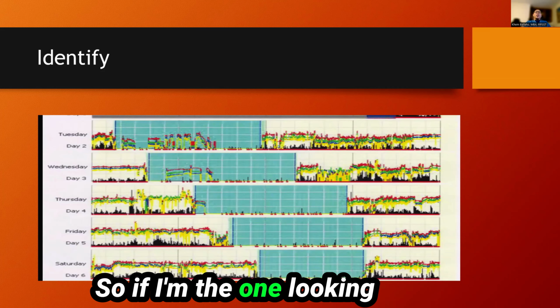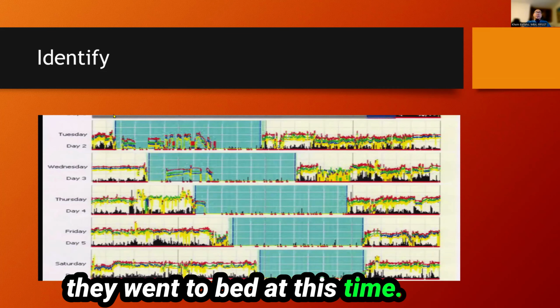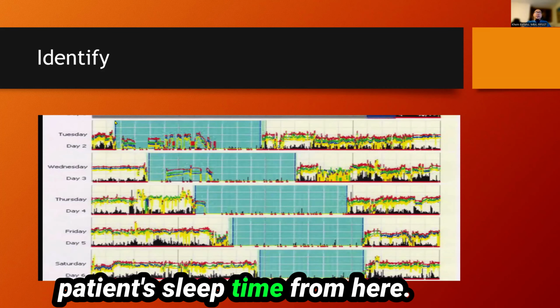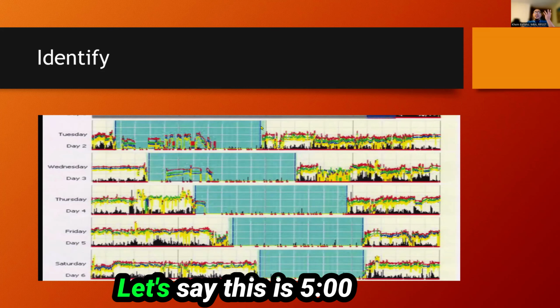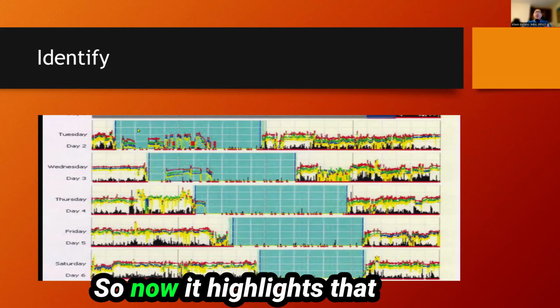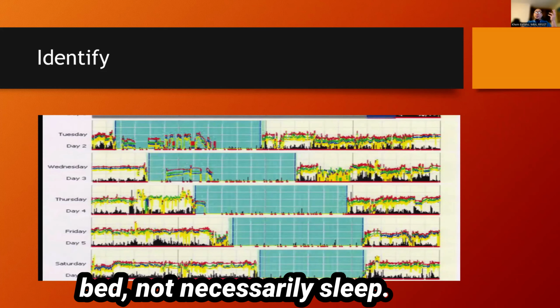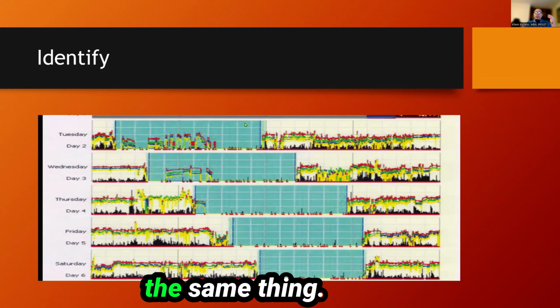So if I'm the one looking at this download, I can see that the patient said they went to bed at this time. So I will tag this as the patient's sleep time from here. And then the patient says in the diary, they wake up at 5. Let's say this is 5 a.m. So I'll tag it. Okay. So now it highlights that portion of the time that the patient said they went to bed, not necessarily sleep. Okay. And on Wednesday, the same thing.